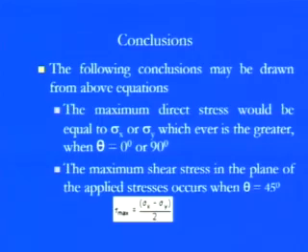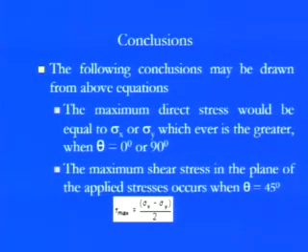The conclusion we can draw from this whole discussion is that the maximum direct stress can come by applying theta equals 0 or 90 degrees, which is exactly (sigma x plus sigma y) by 2. That means if mutually perpendicular stresses are there, the maximum direct stress will be (sigma x plus sigma y) by 2, which occurs when theta is equal to 0 or 90 degrees.